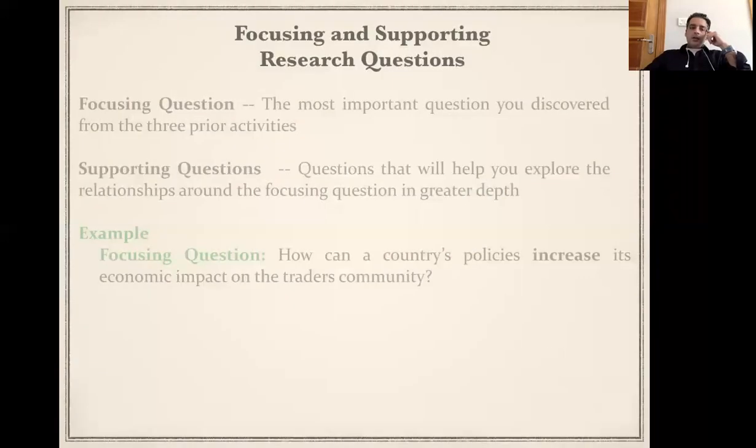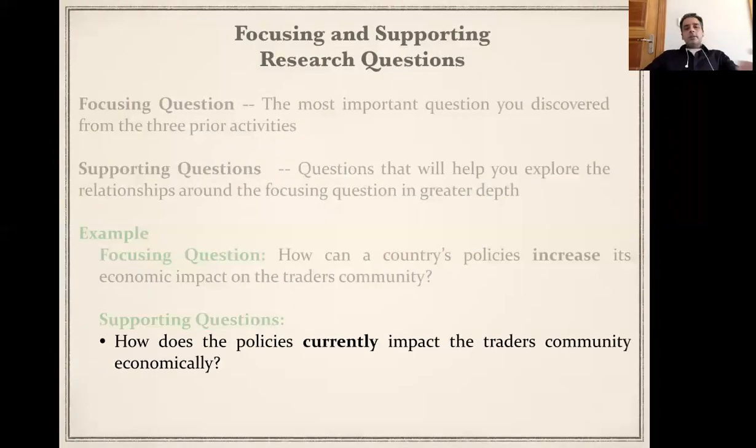So I would have certain supporting questions as well, which will definitely increase the depth of my knowledge on that specific question. So that could be, how do the policies currently impact the traders community? I would want to explore what the current situation is and how we can improve this existing position. So we are trying to elevate something from a standard.